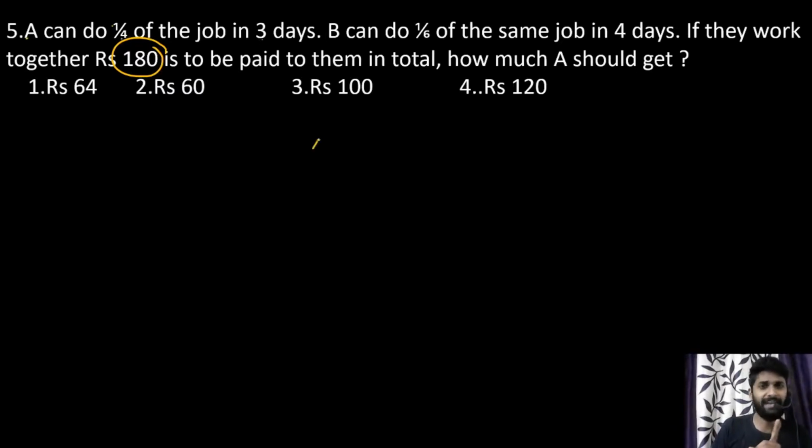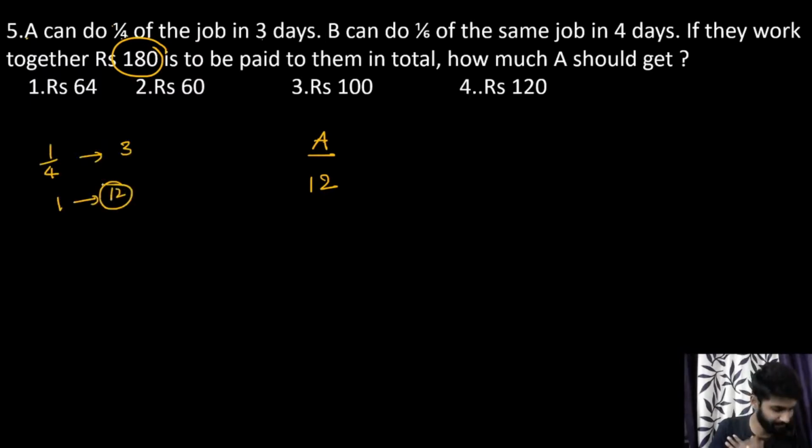See, if A takes 3 days for 1/4 of the work, it means the entire work, which is 1 unit of work, is completed in 12 days, guys. Same, B can complete 1/6 of the work in 4 days, which means the entire work is completed by B in exactly 24 days.